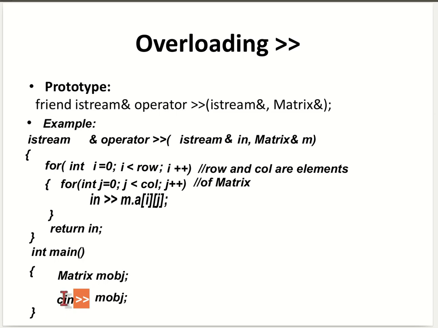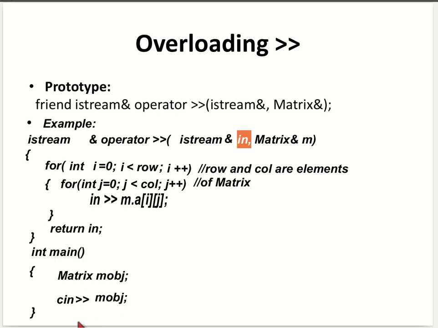So this is our istream, the input stream object, and I am passing it as a reference. The second one is a reference variable to the matrix. Instead of cin, I have used the istream object in only. So we do in >> m.a[i][j], this matrix m.a[i][j]. Like that we can overload the extraction operator.